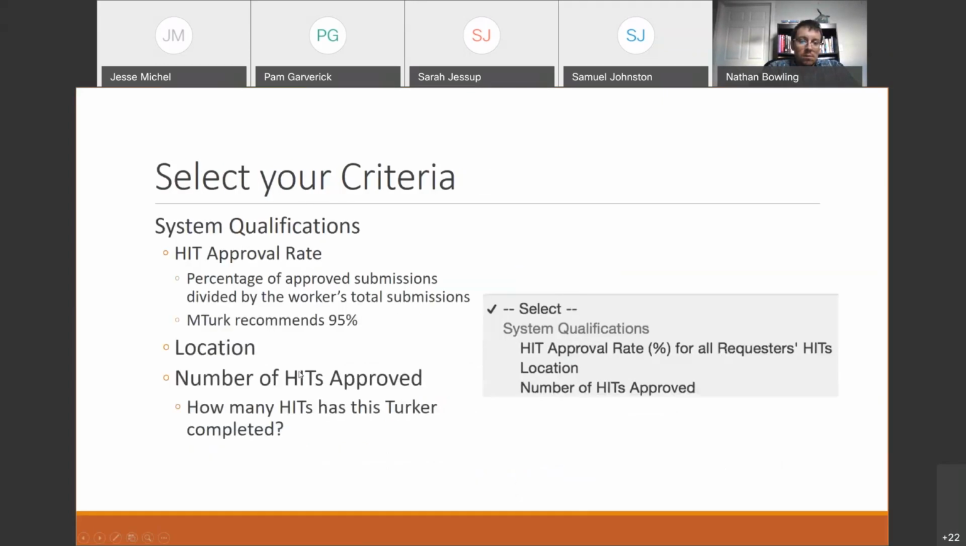So here are the best practices: 95% or higher, and typically 50 or 100 HITs or more. For location, always do the US. I always encourage having screening questions in there because there are people that could sneak in from outside the US, but they use IP farms, if you've heard of this. So there are ways to screen those.